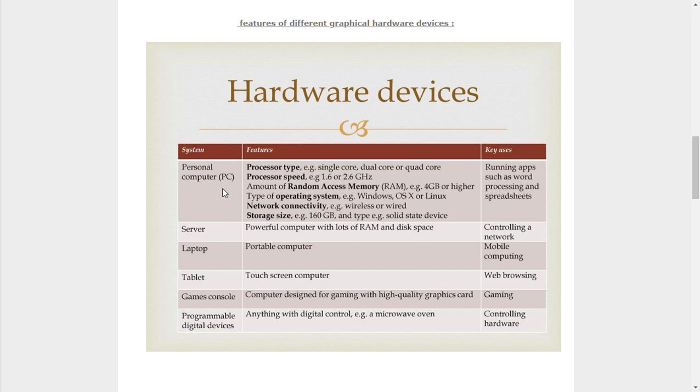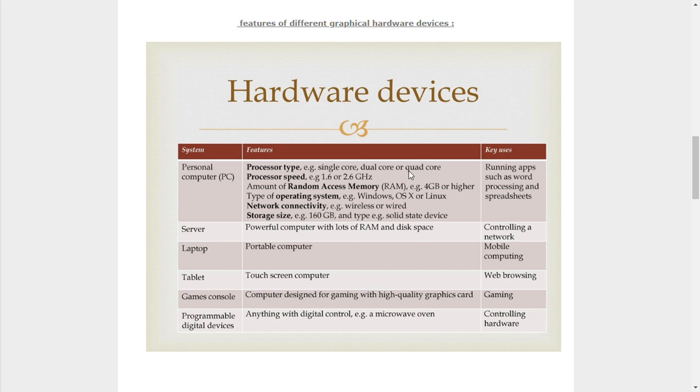So I'm going to be explaining this table. First, a PC, a personal computer. What are the features that a personal computer gives us? First one is the processor type. Example, single core, dual core, or quad core. I don't think I need to explain processor type since my previous video has explained it, but I do hope all of you know what a processor type is. I've already explained that the processor is like the brain and the motherboard. If you want to know more, please do go check out my previous video.